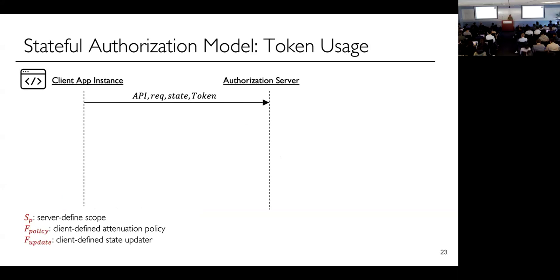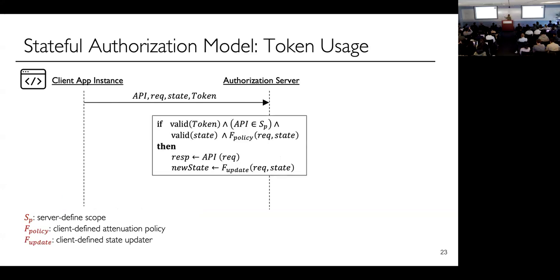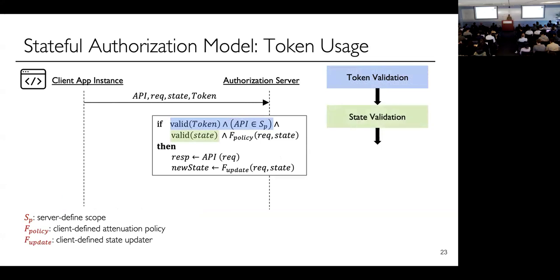and then give the rest of the protocol to them. So when your Travis instance or your Zoom instance tries to make a request, they're going to say, here is the API I need to call, here's some request data, here is the state data, which could be empty if it's the first call or the state from a previous call, and the token. Then we're just going to do this very simple check: the token is a valid OAuth token, the API is within the scope, the state hash is valid and current.